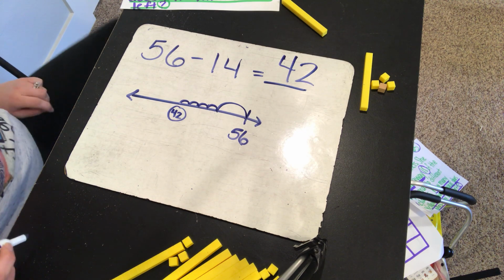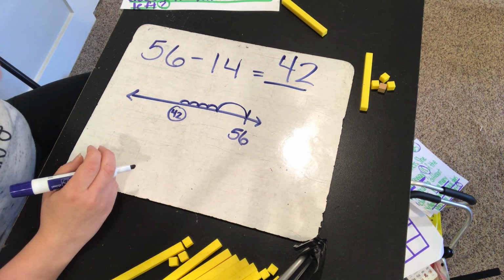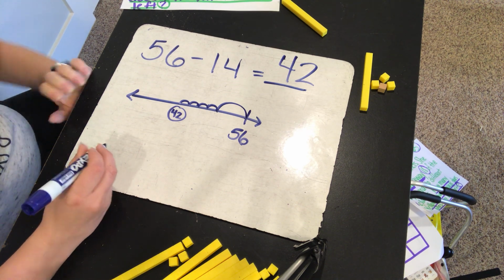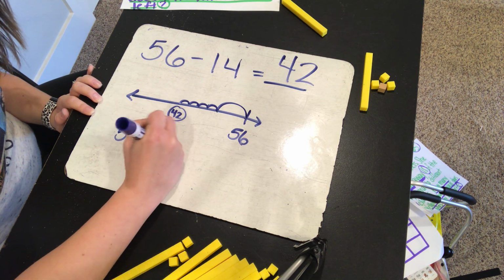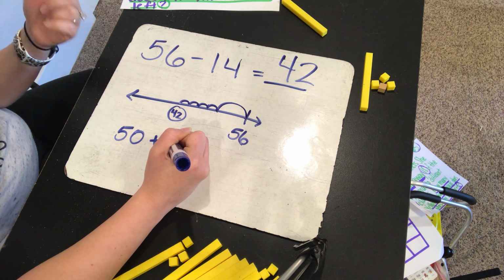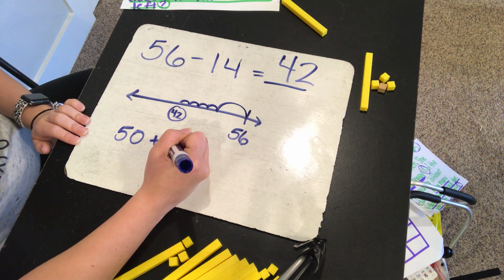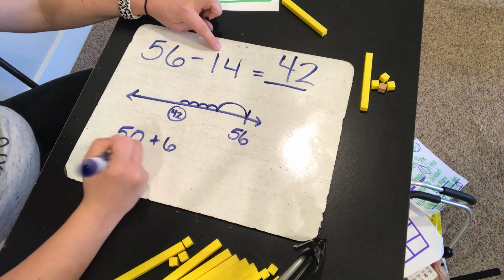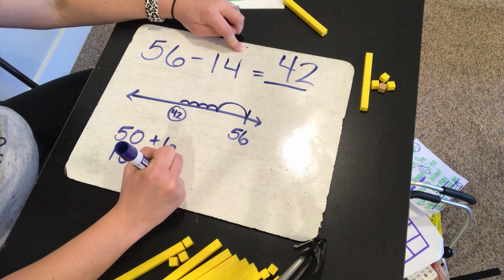We're also going to do expanded form to double check our work. So, what is the expanded form of 56? 56 is 50 plus 6, because we have 5 10s. So 5 10s is 10, 20, 30, 40, 50, and 6 1s. And then 14's expanded form is 10 plus 4.